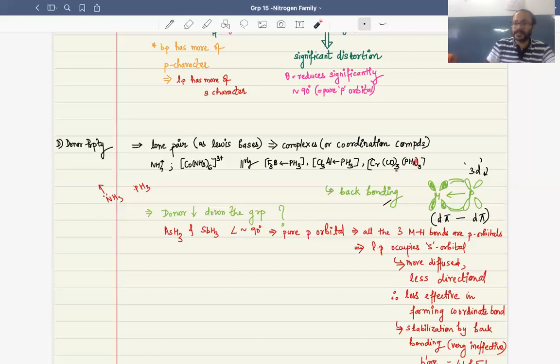Okay, so that is why in the case of phosphorus you find an increased formation of Lewis bases or acting as a ligand in these complexes.